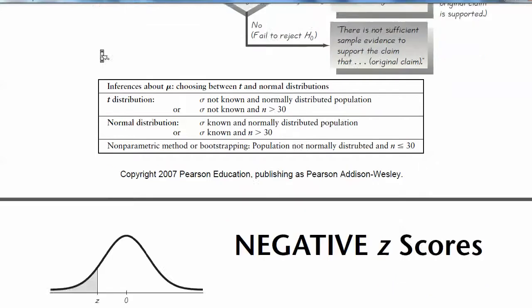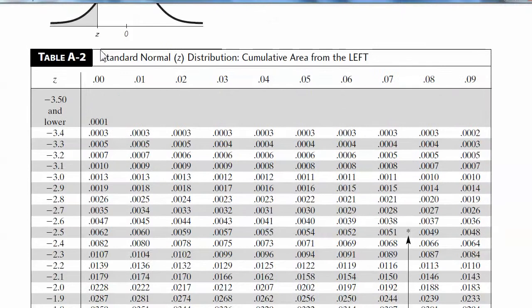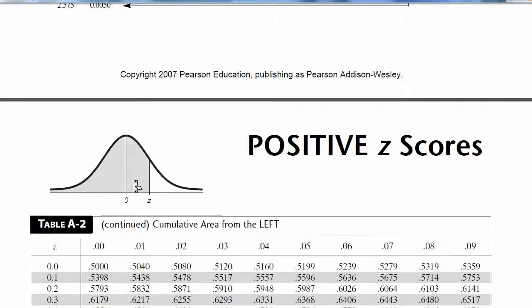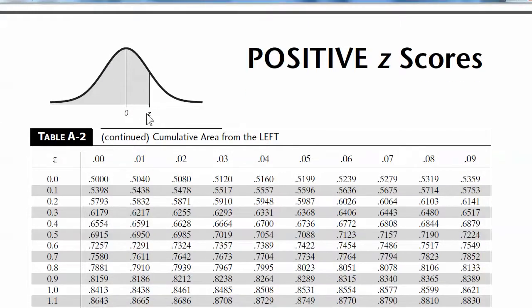And this is probably a good one to demonstrate using the table because it's a less than statement, which means it's a left tail. And that's how this table information is given. It's always given with cumulative area from the left. So here is the negative side when you fall on the left side of the middle. And then here's the positive side. That's where we want to go.